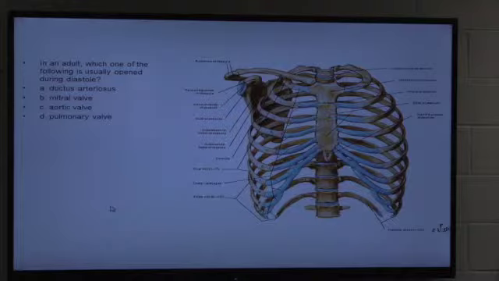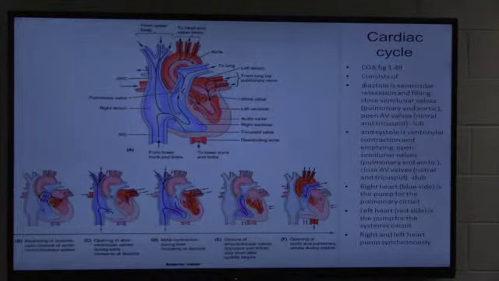In the adult, which one of the following is usually open during diastole? So in the adult, which is usually open, so ductus arteriosus, is that usually open in an adult? No. Mitral valve, aortic valve, pulmonary valve. Right. So diastole is part of the cardiac cycle. That's ventricular relaxation and filling. Okay, so for the ventricles to fill, those valves that are open to the pulmonary trunk and the aorta close so the ventricles can fill.